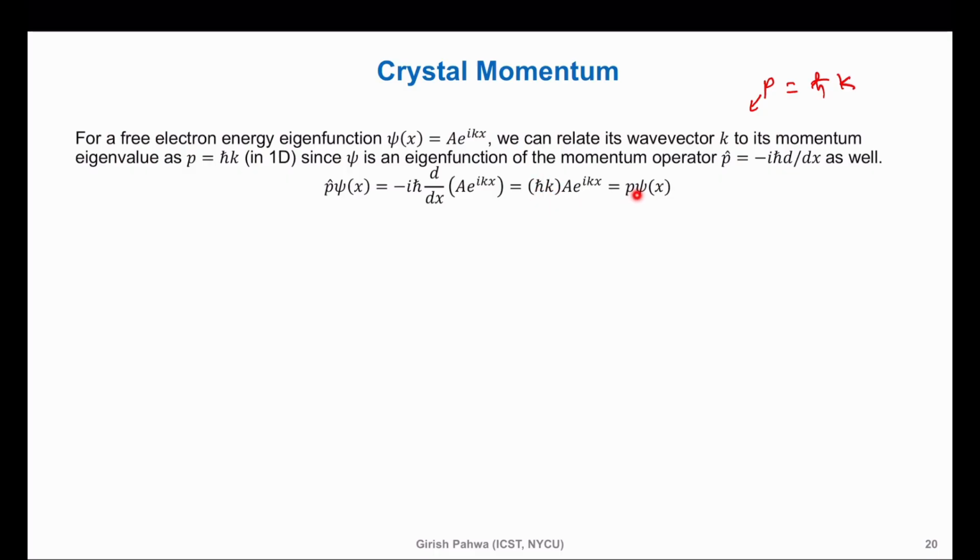Now, can this be done for the Bloch waves as well? Does k actually represent the momentum eigenvalue or not? Can I write k equals p by h bar in case of a crystal? Let's see.